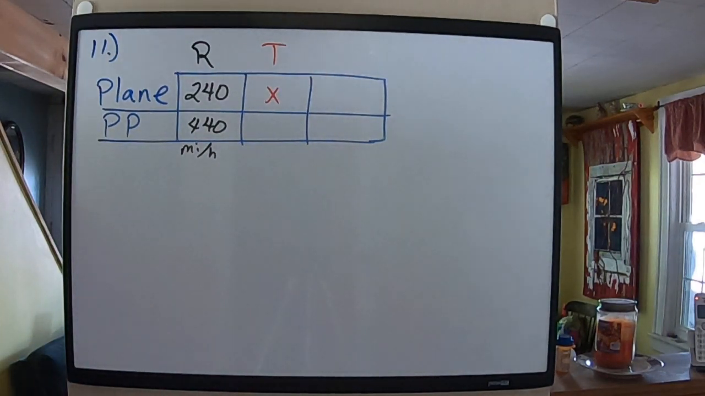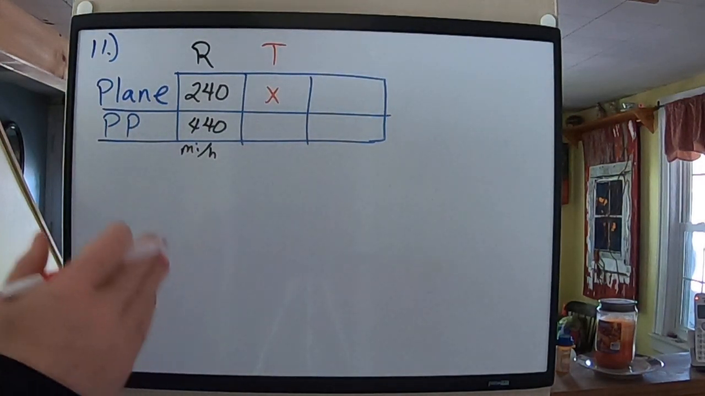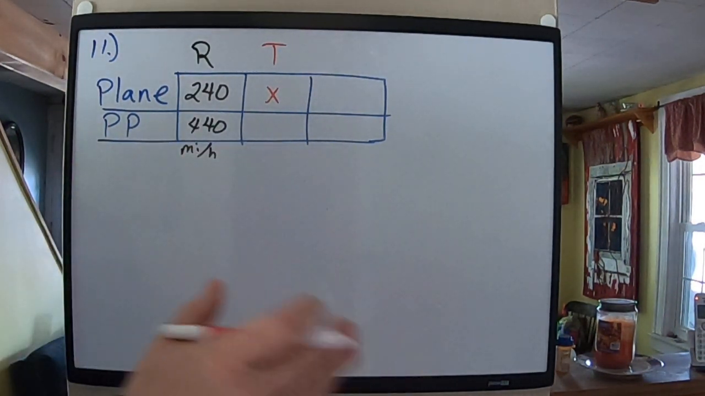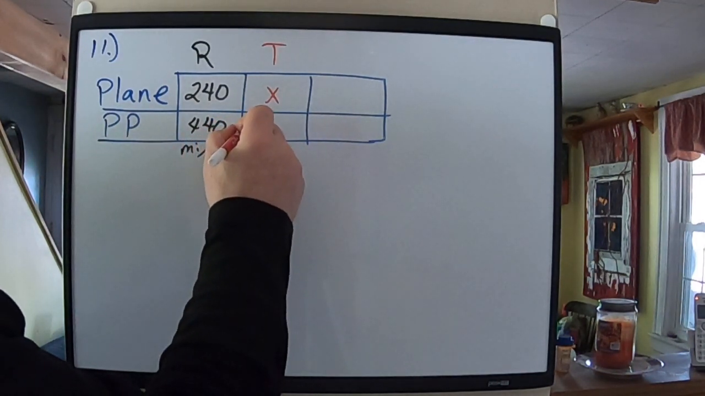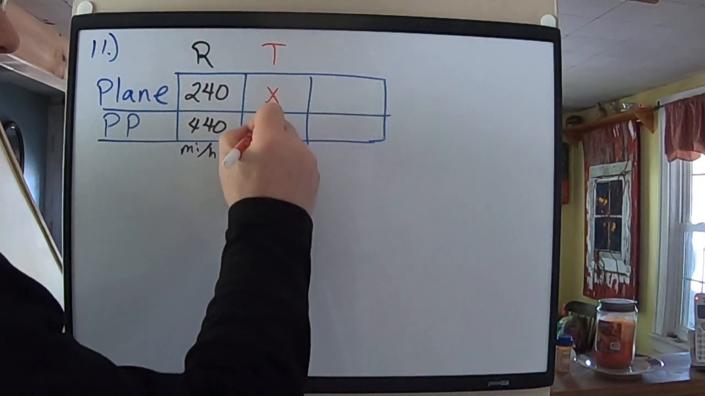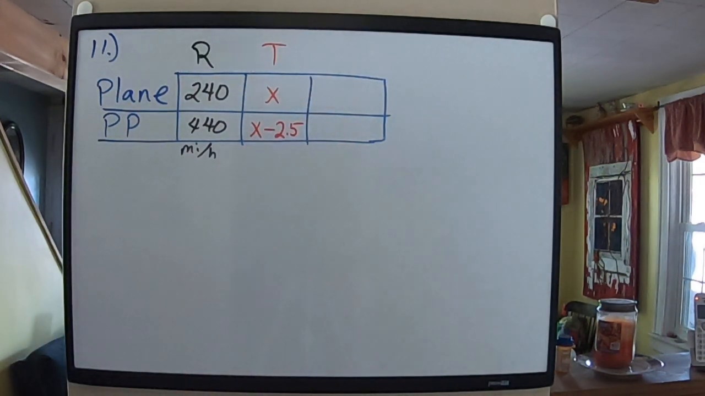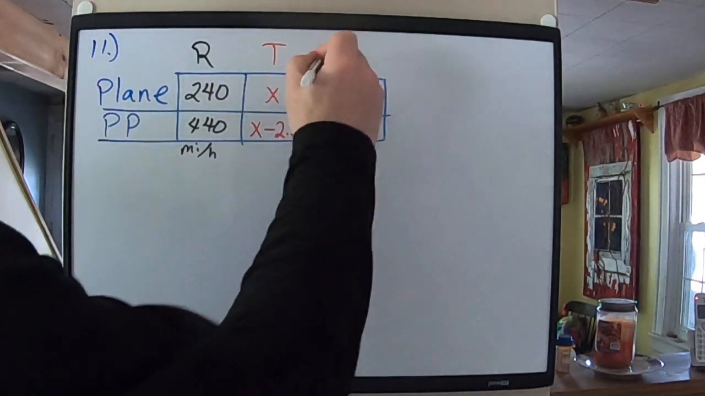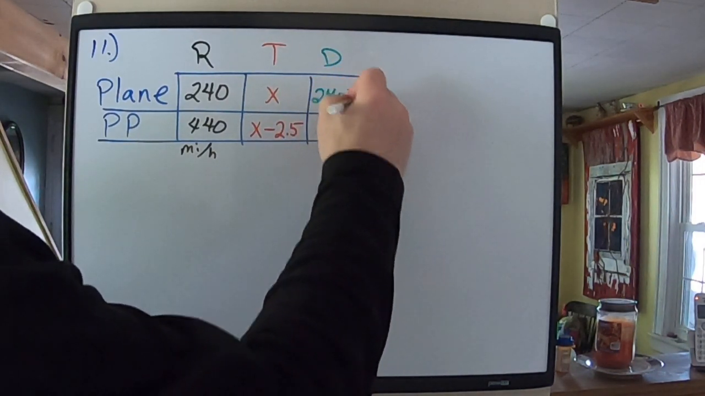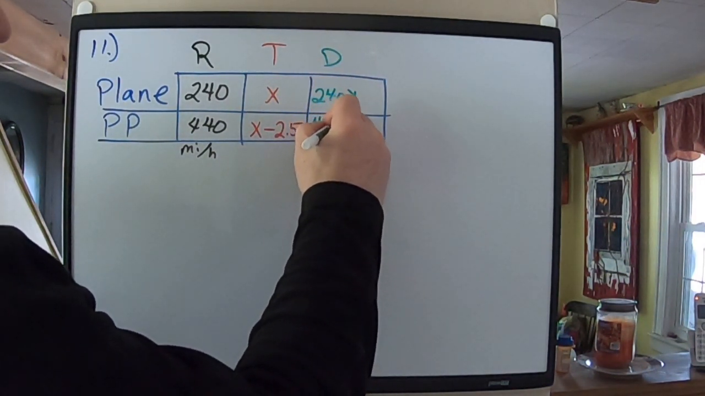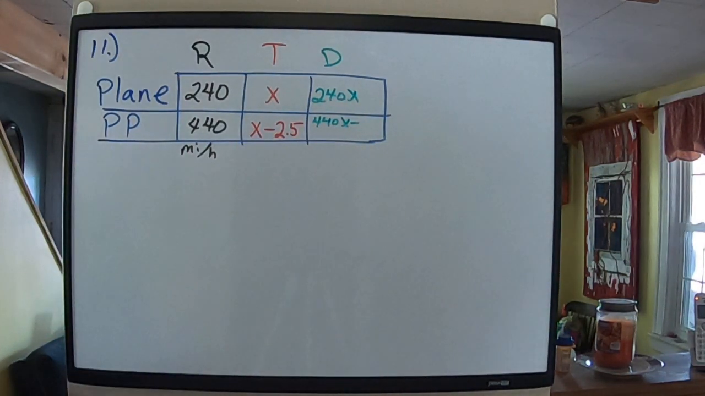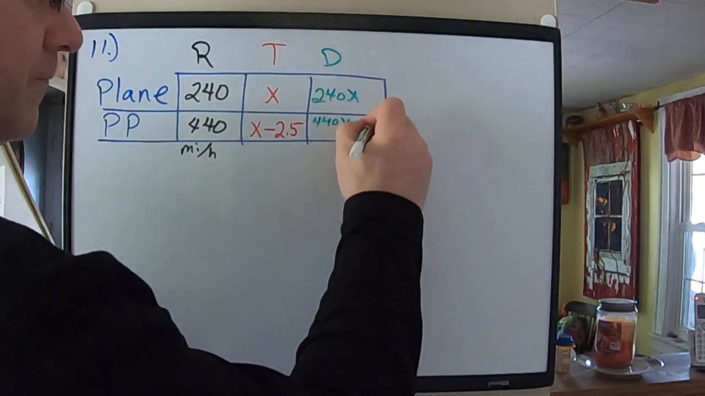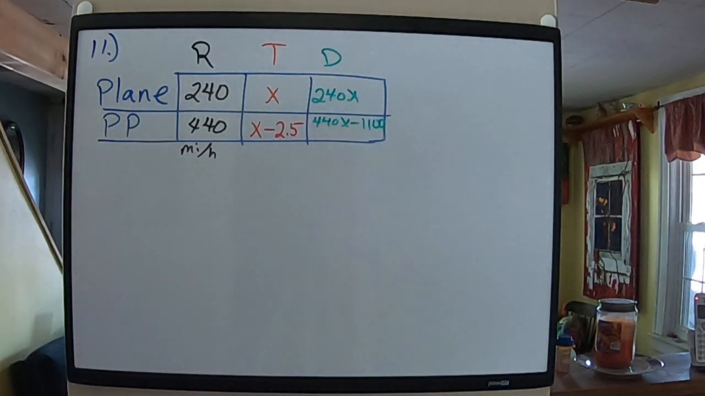So if we call the first plane X that left at 9 p.m., 2.5 hours later, from 9 to 11:30 is 2.5 hours, so that means it traveled for less time. And that gives us X minus 2.5. Finally, the distance is the multiplication. 240x, 440x minus 1100. All right, just fit that.